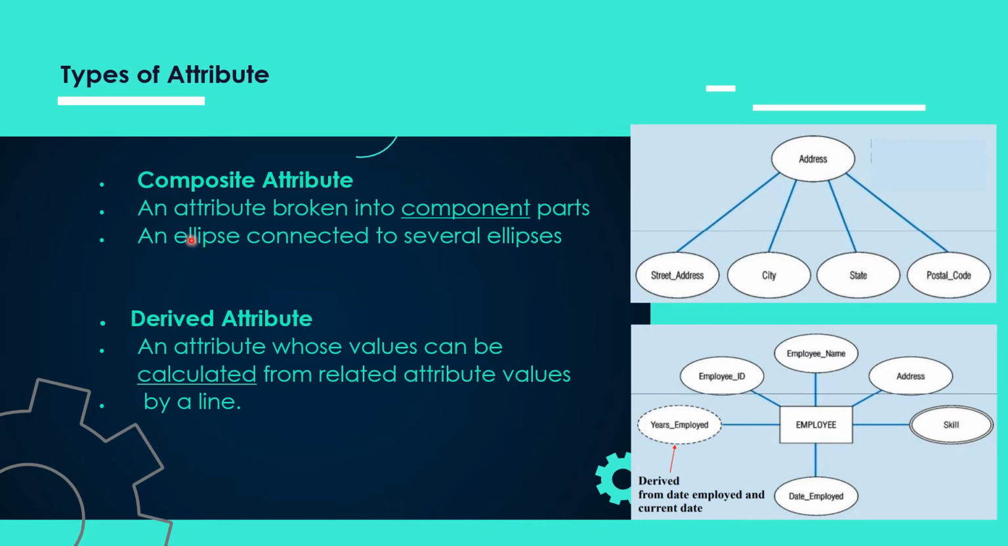When we say composite, the attribute is broken into component parts or several parts. An ellipse is connected to several ellipses. For example, we have address. The address is a composite attribute since it can be broken down into several components like street address, city, state, and postal code. Whereas a derived attribute is an attribute whose values can be calculated from related attribute values, and it is shown by a dashed line. In this example, the derived attribute is years employed.